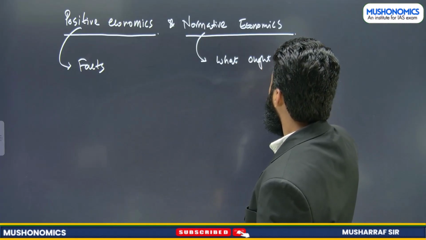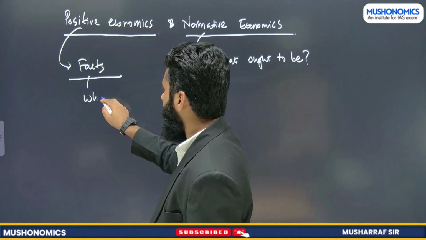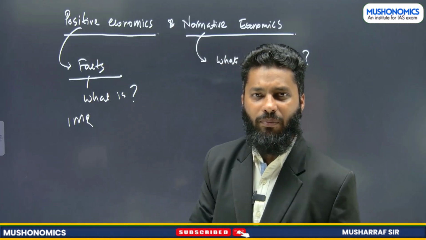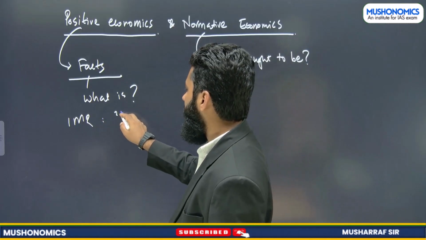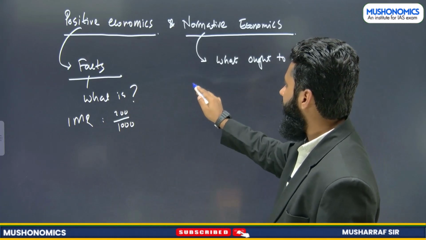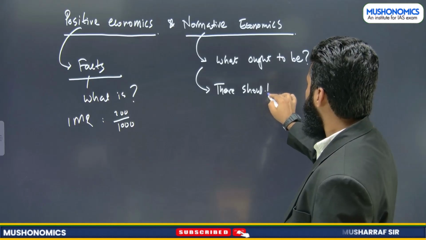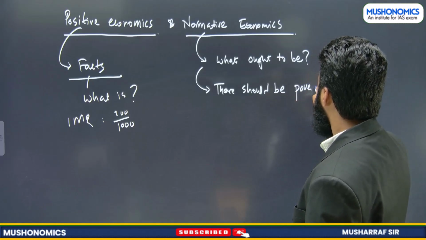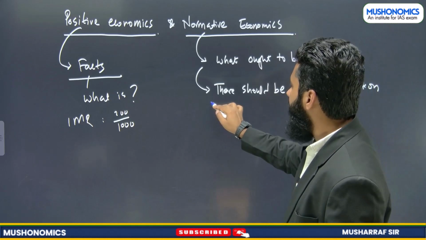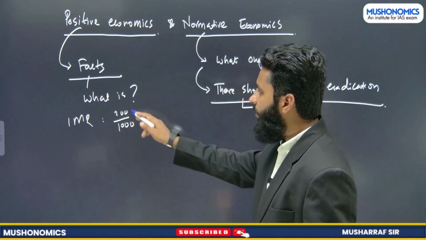Now let's understand what exactly it is. When we say facts, for example, when I say the infant mortality rate is 200 per thousand, it is a fact. But when I say there should be poverty eradication in an economy, poverty should be eradicated, I am saying what should happen. So what ought to be, what should happen.